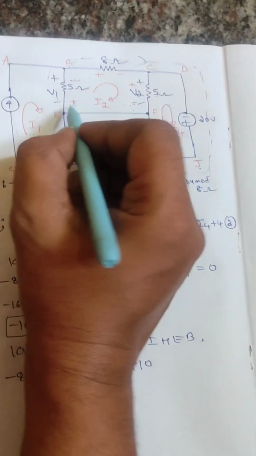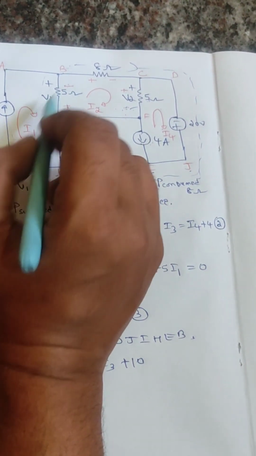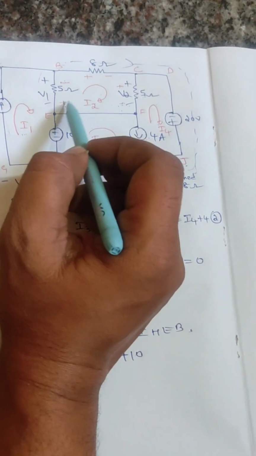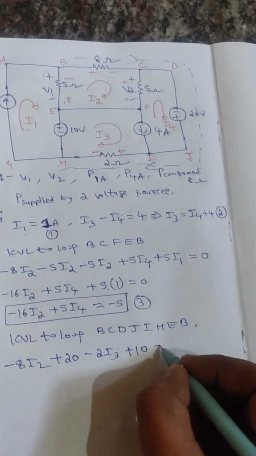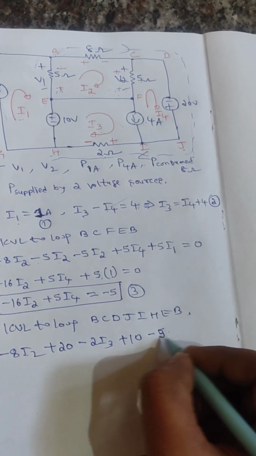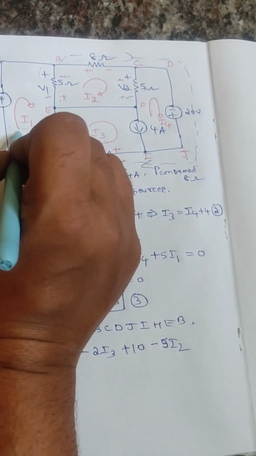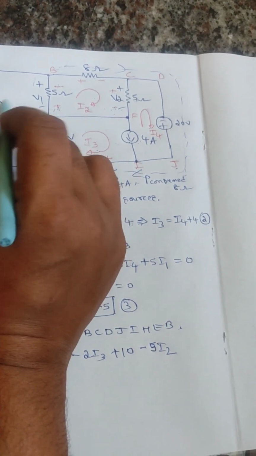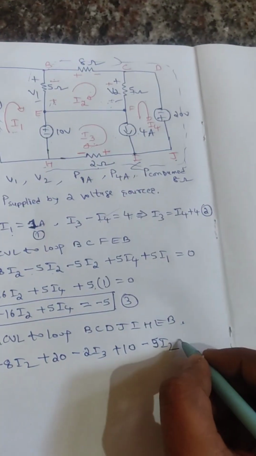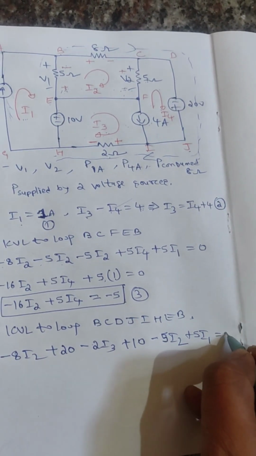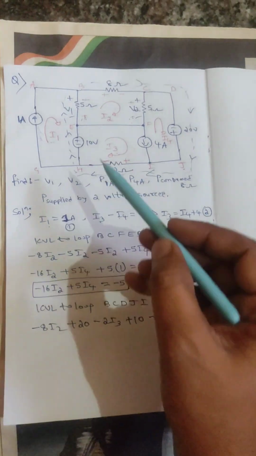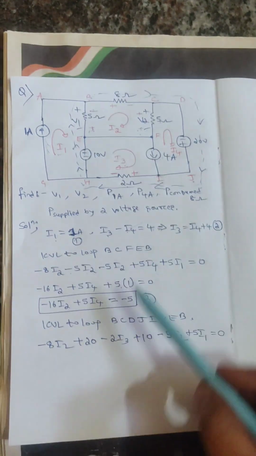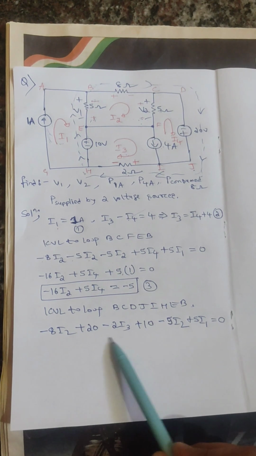So plus 10 volts. Then again, for this 5 ohm resistance, two currents will flow in this 5 ohm resistance. As per this direction, I marked the polarity for the I2 direction. Plus to minus is a drop: minus 5 ohm resistance into I2. Now what about this direction? This current also passes through this 5 ohm resistance. So for this polarity, that becomes plus 5 I1. Plus 5 I1 is equal to 0. So by applying KVL to the loop B, C, D, J, I, H, E, B, we got this equation.